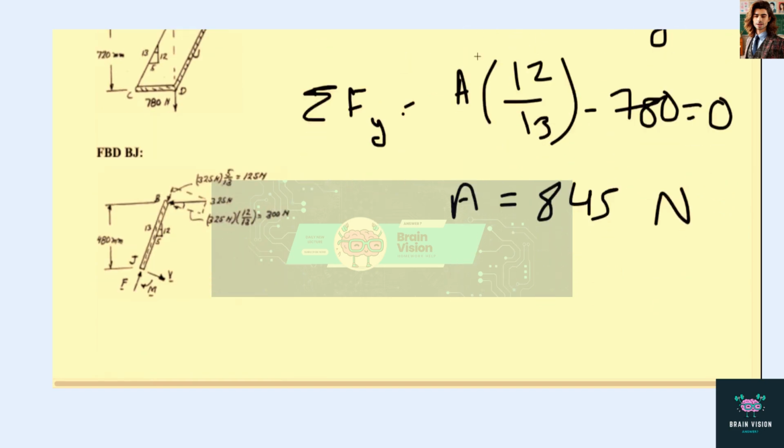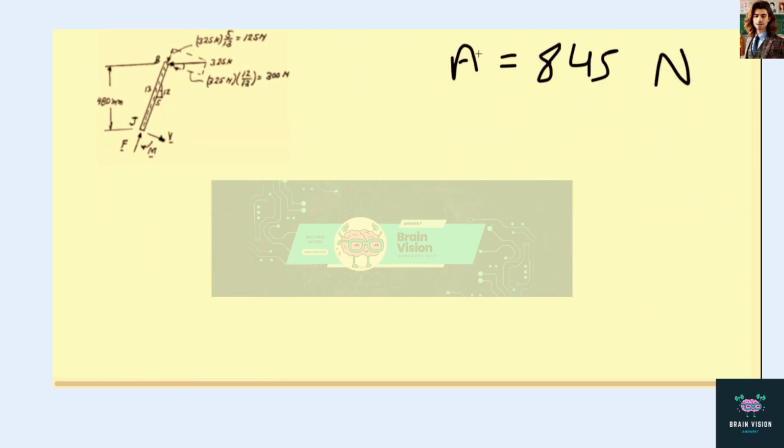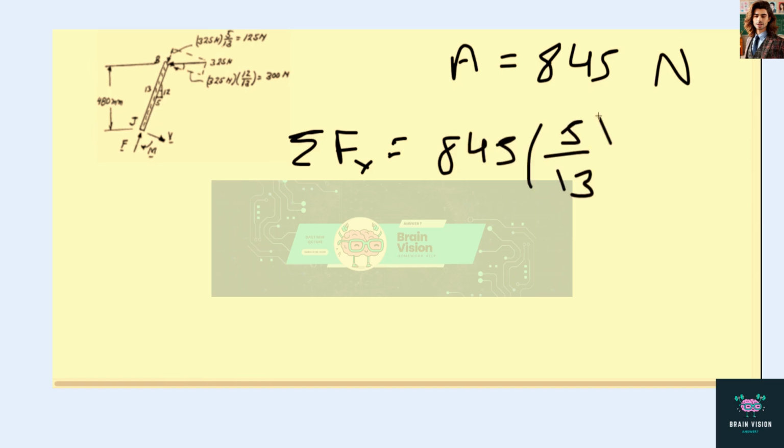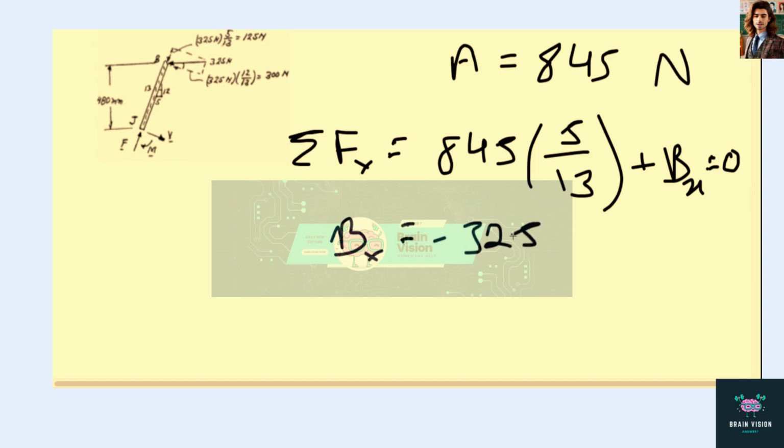And then we can go in the x direction to find the x in a similar fashion. So the x direction equals 845 times 5 over 13 plus Bx, which equals 0. And so Bx equals minus 325 newtons, or 325 newtons if we just want the magnitude.